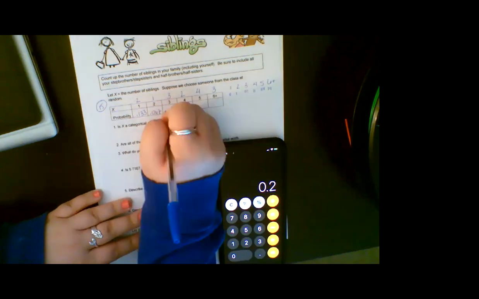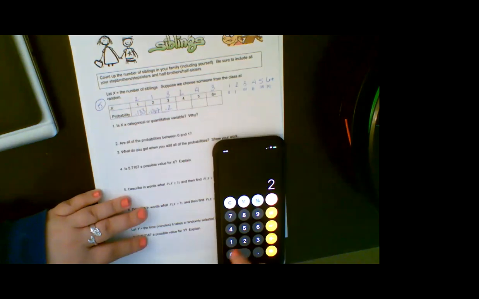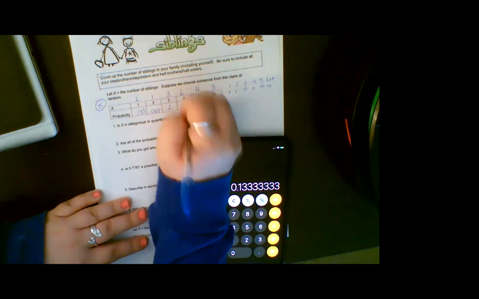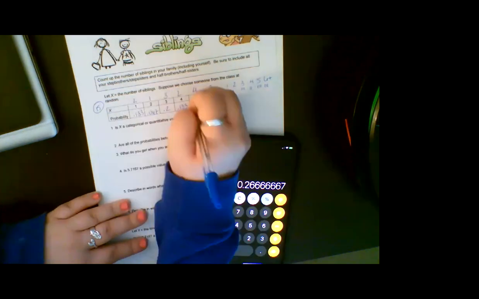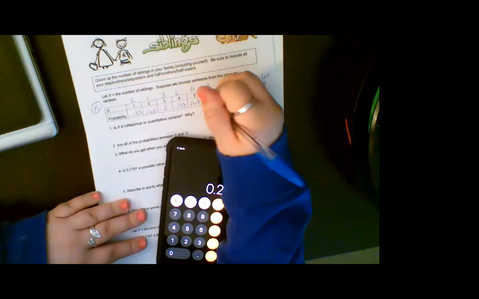3 out of 15 is a 0.2 probability, not percent. 2 out of 15 is another 0.133 probability. 4 out of 15 is a 0.267 probability. And 6 or more is 3 out of 15, which is a 0.2 probability.